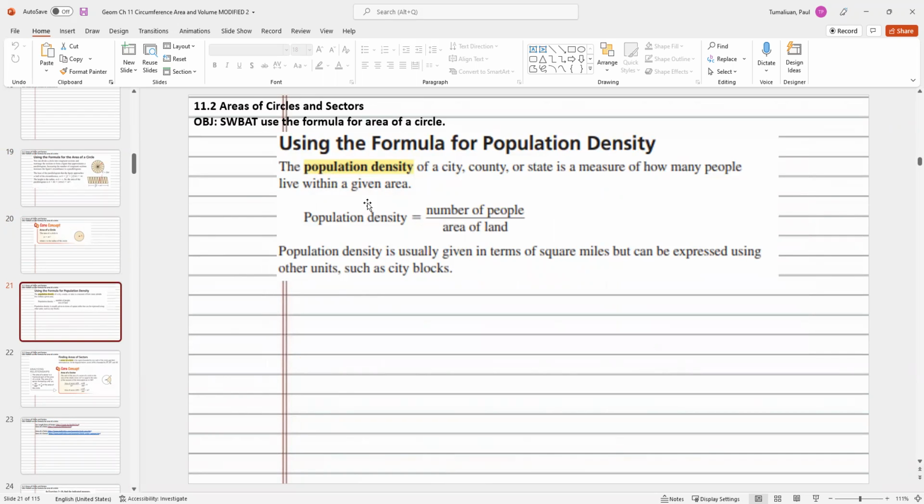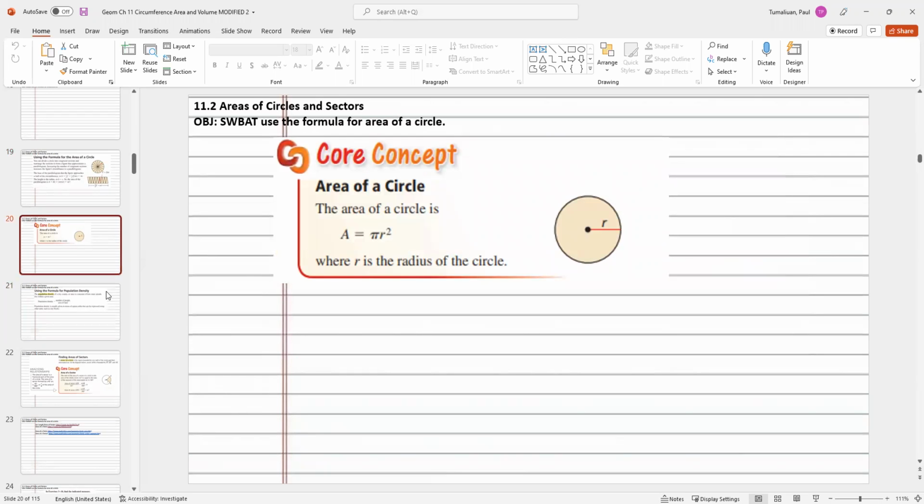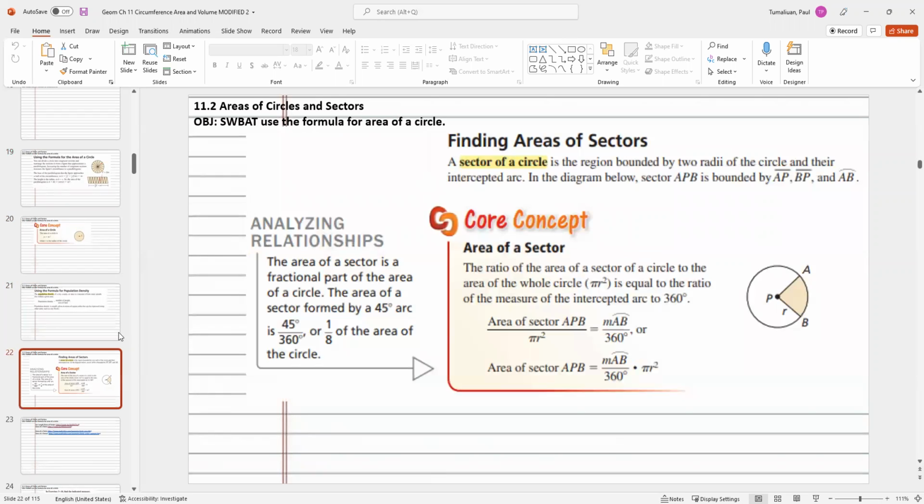And we're going to talk about population density. That's just how many people are in a given area. So they'll give us a number of people, a population, and then they'll give us a radius, and we have to find the area of that circle, which is pi r squared.